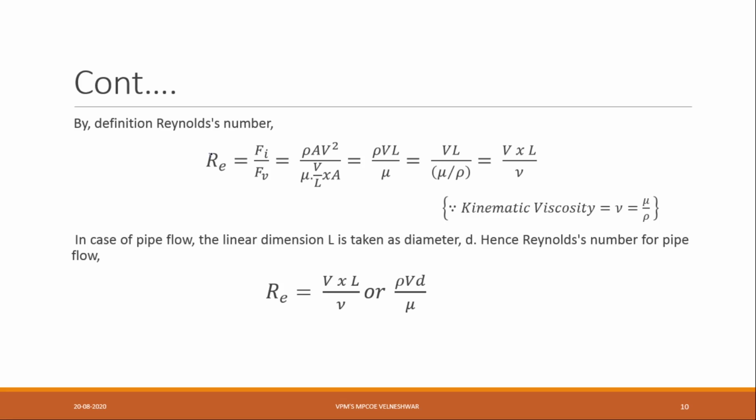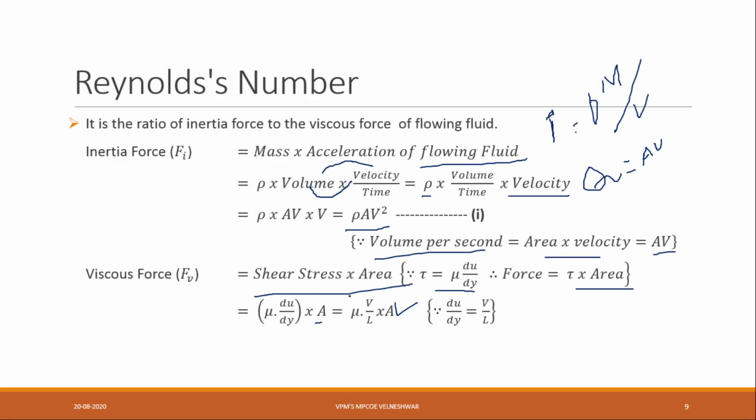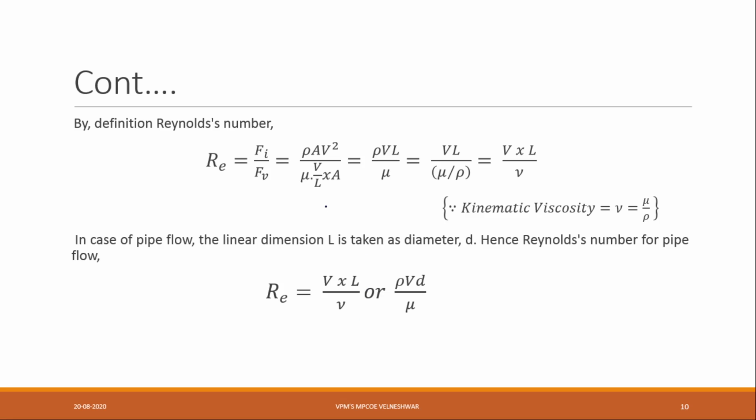Now what is our equation? It is the ratio of inertia force to viscous force. What is our Fi value? Rho A V square. And what is our Fv value? Mu into V by L into A. Now if you see here, V square cancels, area cancels. This length will go to the numerator. Then the formula will be rho VL by mu, that is VL divided by mu upon rho.